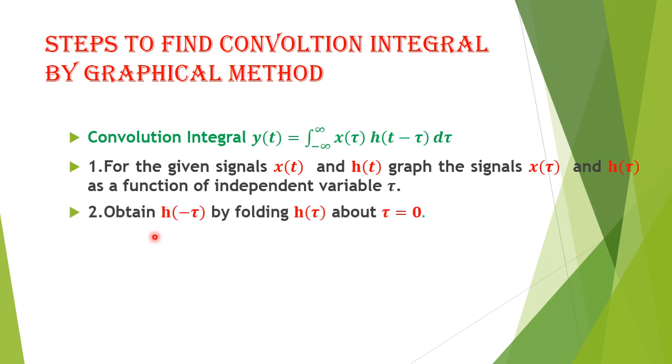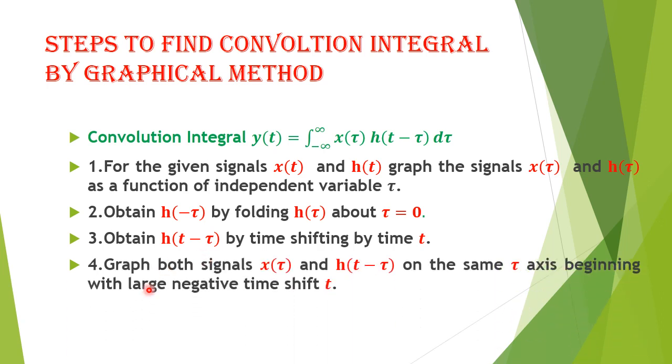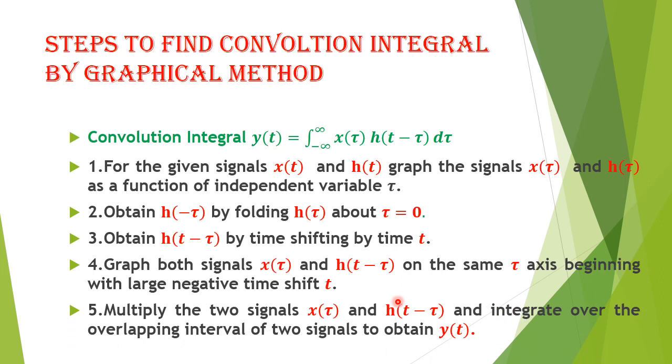Second step is we have to obtain h of minus tau, that is by using the folding property. Then third step is by using shifting property we have to find h of t minus tau. Then fourth step is we have to graph the signals x of tau and h of t minus tau. Then we have to check whether there is overlap or not. Depending upon the overlap only we will be getting the answer.